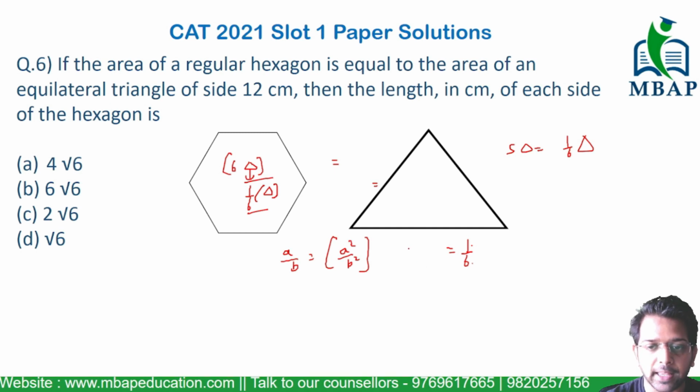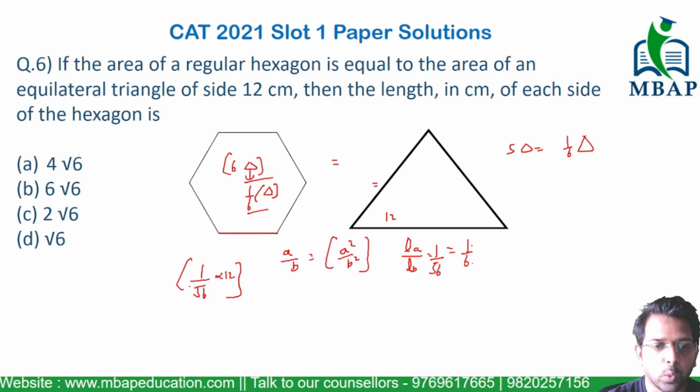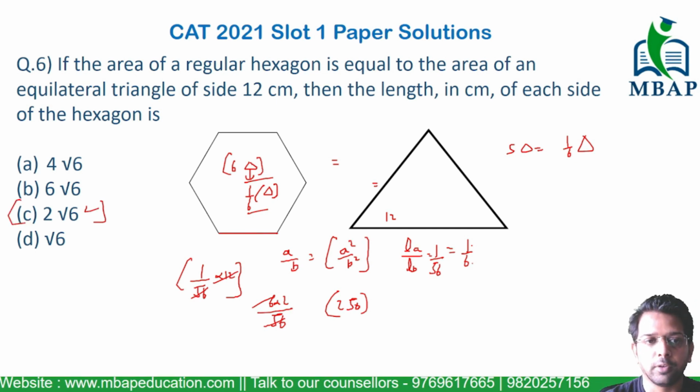So the ratio of length of the small triangle versus the bigger triangle should be 1 upon root 6, which means this particular length will basically be 1 upon root 6 of the length of the bigger triangle, and hence the answer for this question will be 1 upon root 6 into 12. What is 1 upon root 6 into 12? This basically will be 6 into 2 upon root 6, or 2 times root 6, and hence the answer for this question will be option number C, which is 2 root 6.